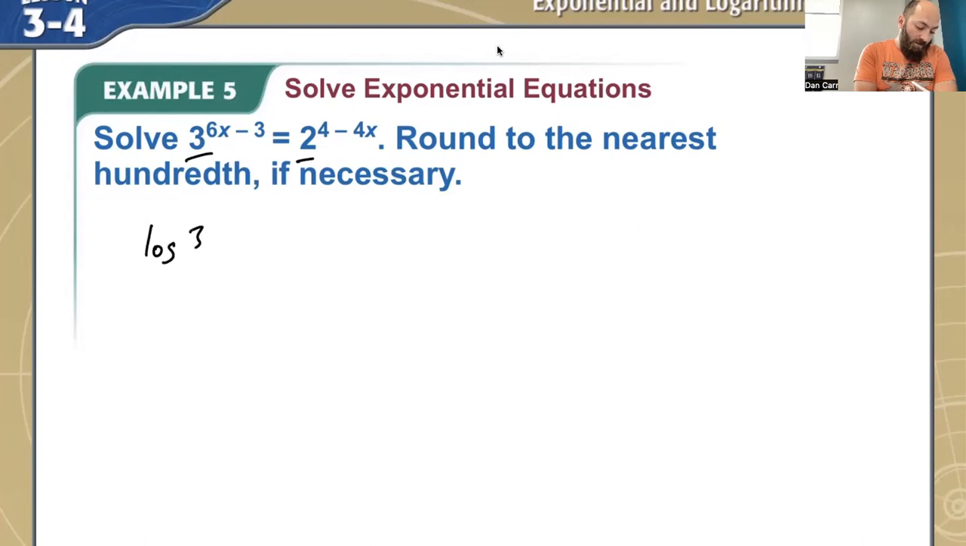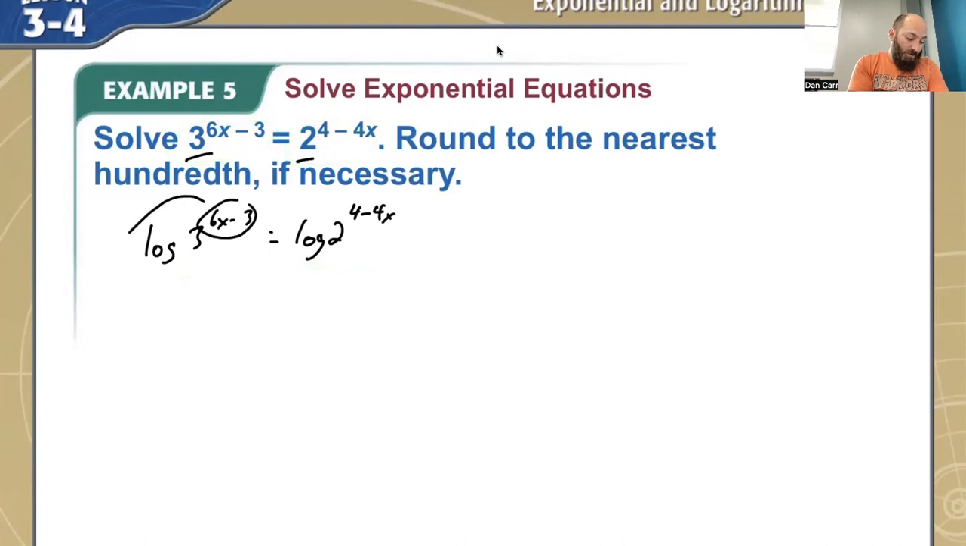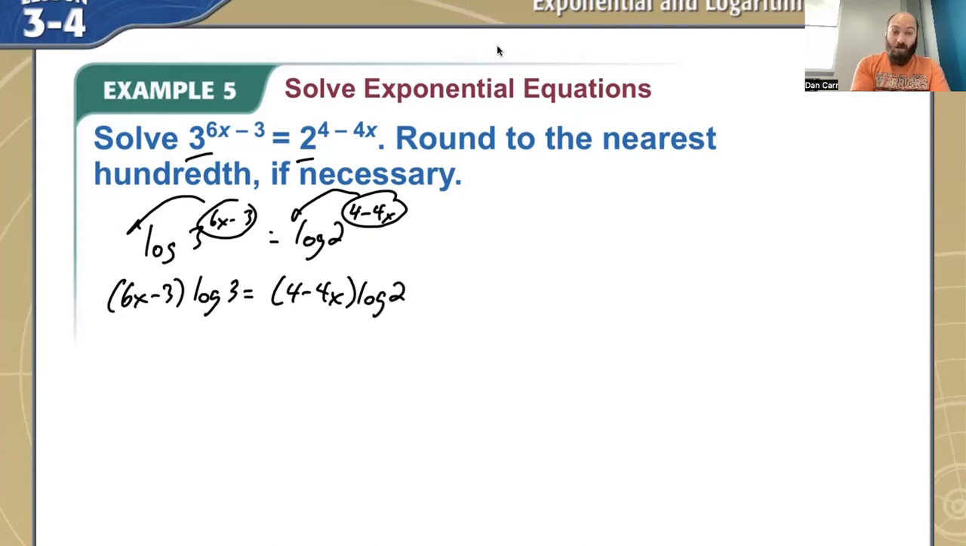So I take the log of 3 to the 6x minus 3 equals the log of 2 to the 4 minus 4x. Again, the one-to-one principle says that if this is true, then taking the log of both sides is also going to be true. From here, I've got exponents, so I'm going to take the entire exponent and bring it to the front. So I'm going to have 6x minus 3 times the log of 3 equals 4 minus 4x times the log of 2.